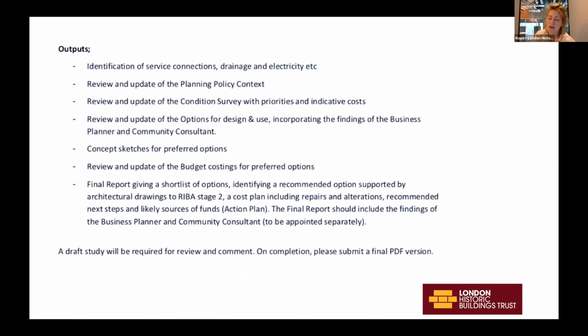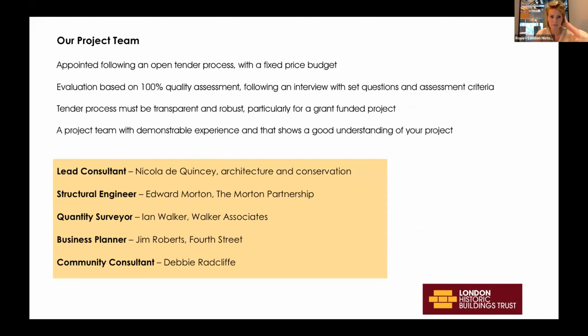And then the output. It's quite helpful to explain exactly what you want from this bit of work. And again, I won't go through it all here, but it's just listing what we required from our lead consultant to deliver as part of our project.